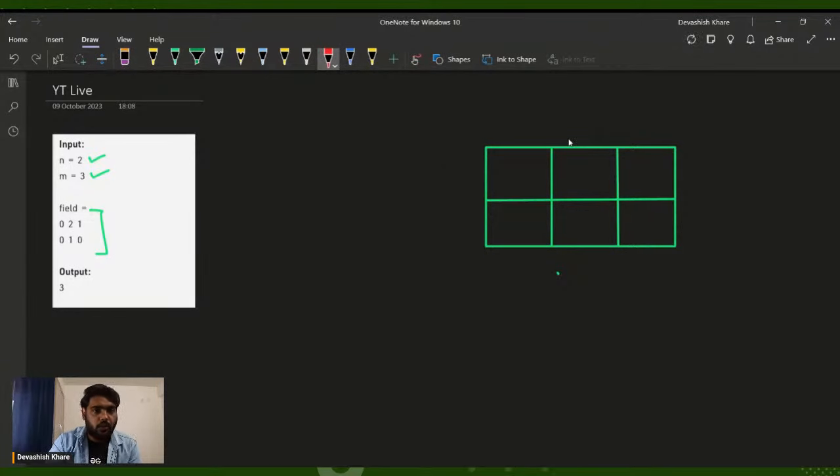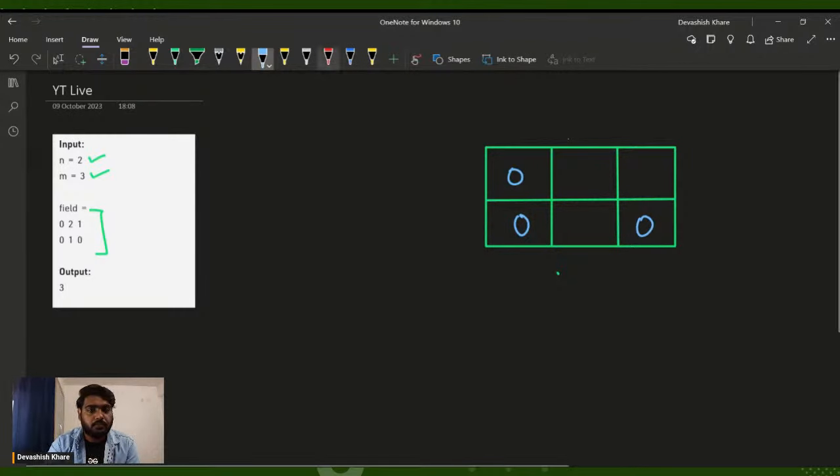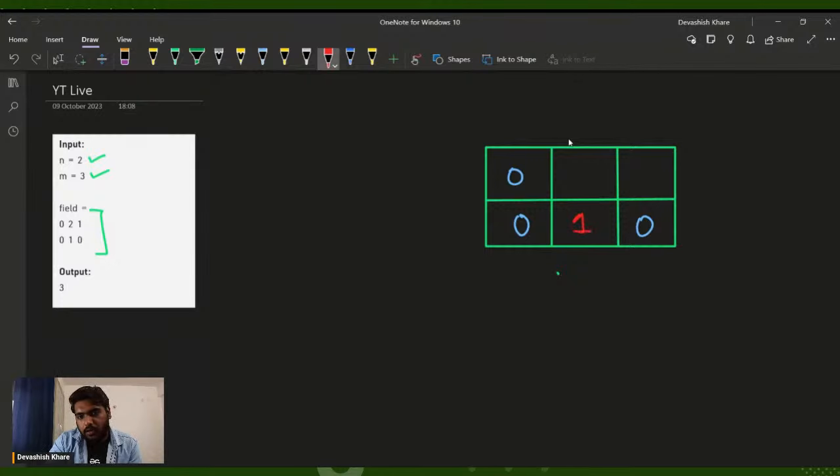Now, first, let's see what are all the possible paths. Let me denote them with this blue pen. These are all the possible paths with no obstacles. You can freely move in them. Then what are the blocked paths? Let me represent that with red. These are the blocked paths.